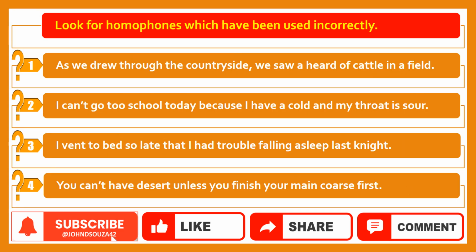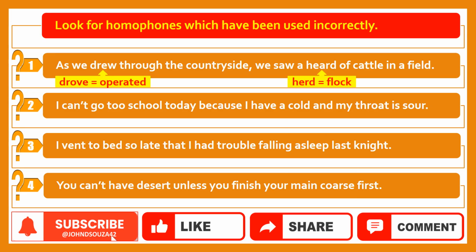Homophones challenge us to listen closely and think about context. Catching misused words sharpens our attention to detail. In sentence 1, drew meaning sketched is used instead of drew meaning operated. Again, heard meaning listened instead of heard meaning flock.